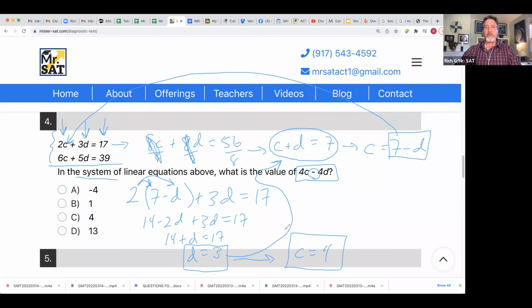I barely have any room left to write, but we're going to do it right here. This is what you're going to have to do in your SAT test. You only have your workspace right here. This is what it should look like, so get used to it. What am I trying to figure out? 4c minus 4d. Well, what's c? It's 4. So 4 times 4 minus 4 times d, 3. What does that equal? 16 minus 12, and that equals 4. Do I have a 4? Yes, I do. The answer is C.